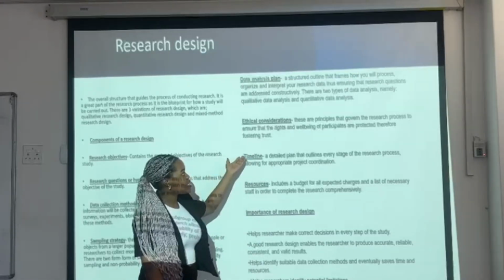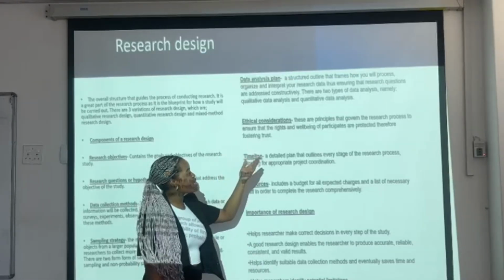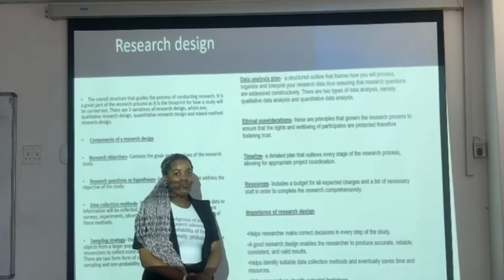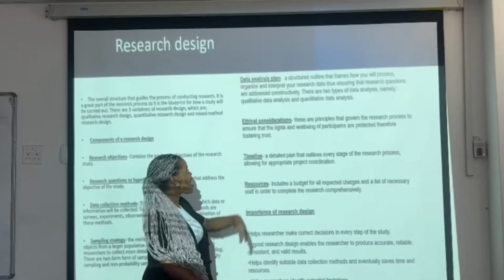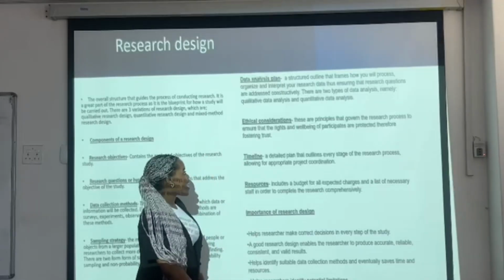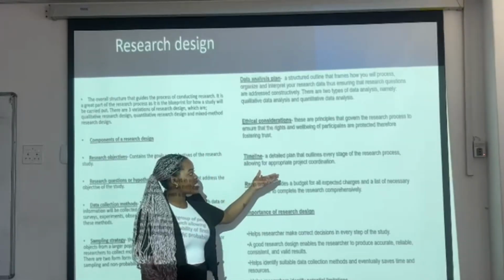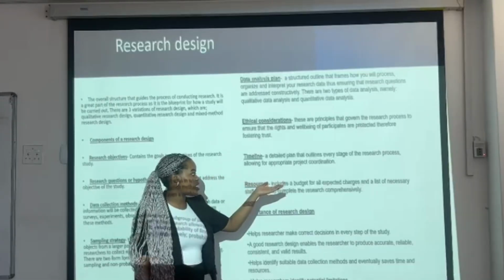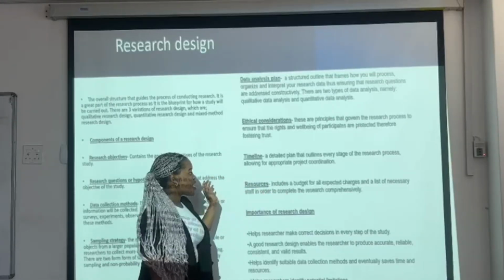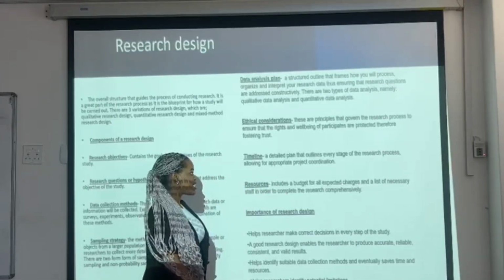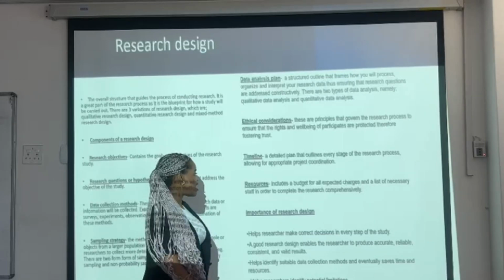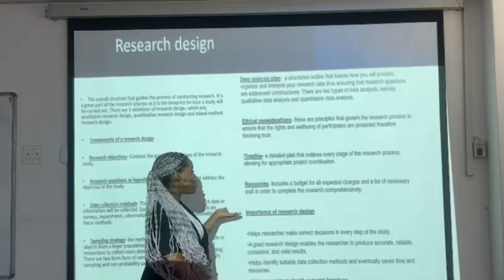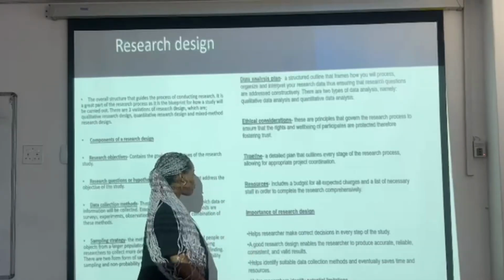Ethical considerations. These are principles that govern the research process to ensure that the rights and well-being of participants are protected, therefore fostering trust. Timeline. A detailed plan that outlines every stage of the research process, allowing for appropriate project coordination. Resources. Includes a budget for all expected charges and a list of necessary staff in order to complete the research comprehensively. The importance of research design.